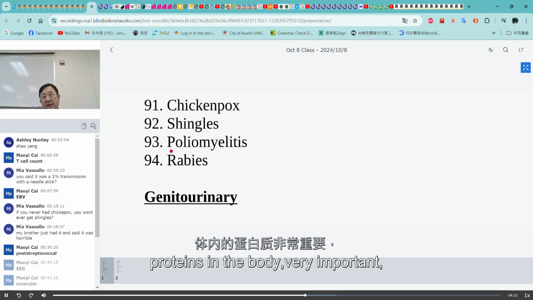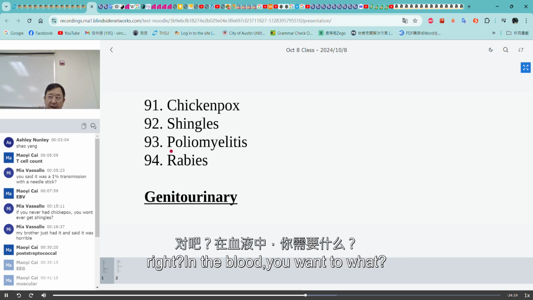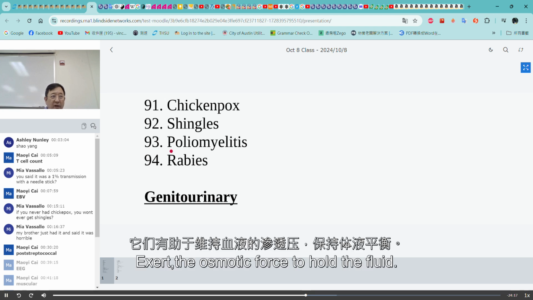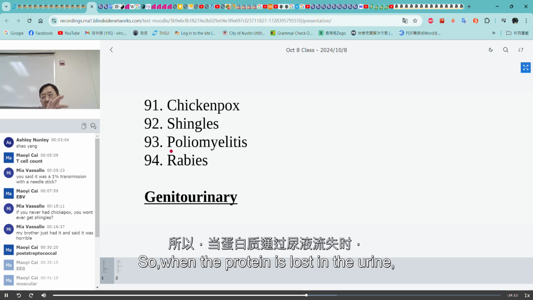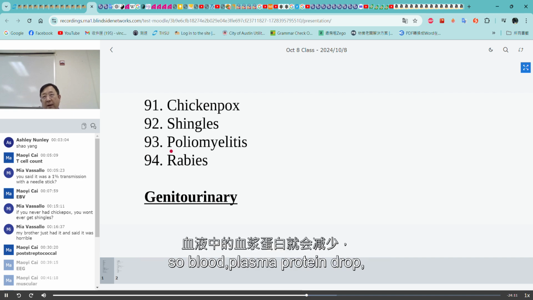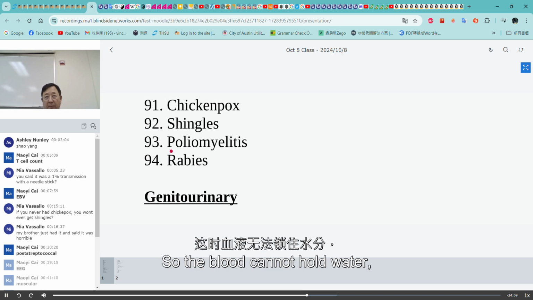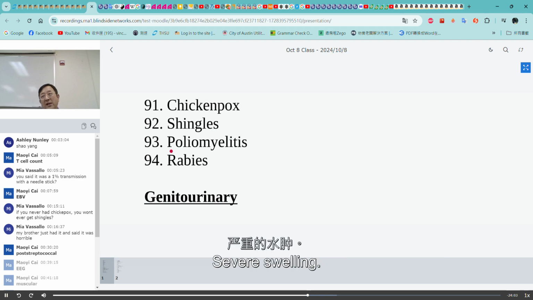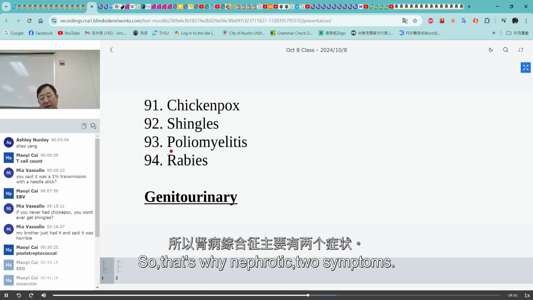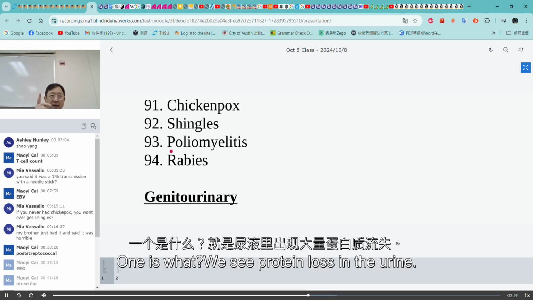And remember, proteins in the body, very important, right? In the blood, you want to what? Exert the osmotic force to hold the fluid. So when the protein is lost in the urine, blood plasma protein drops, so the blood cannot hold water. So a lot of water leaks to the tissue, and it causes what? Severe swelling. So that's why nephrotic has 2 symptoms. One is what we see, protein loss in the urine.